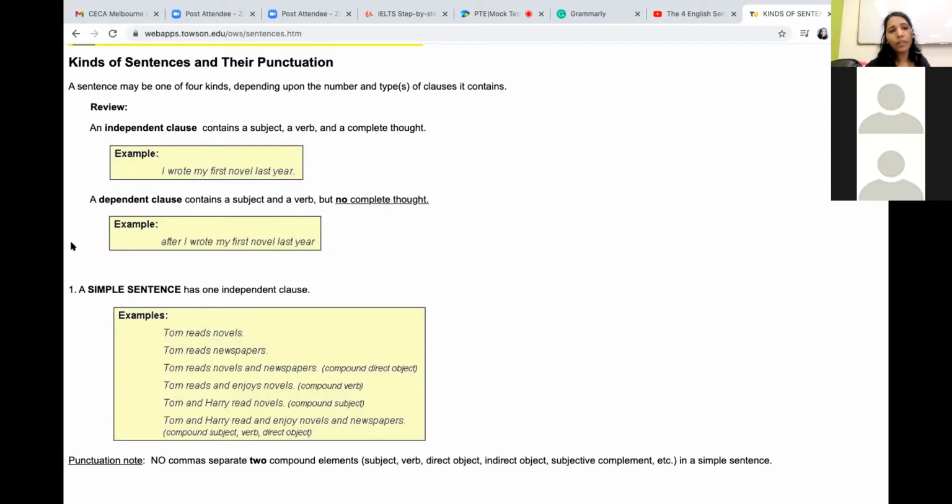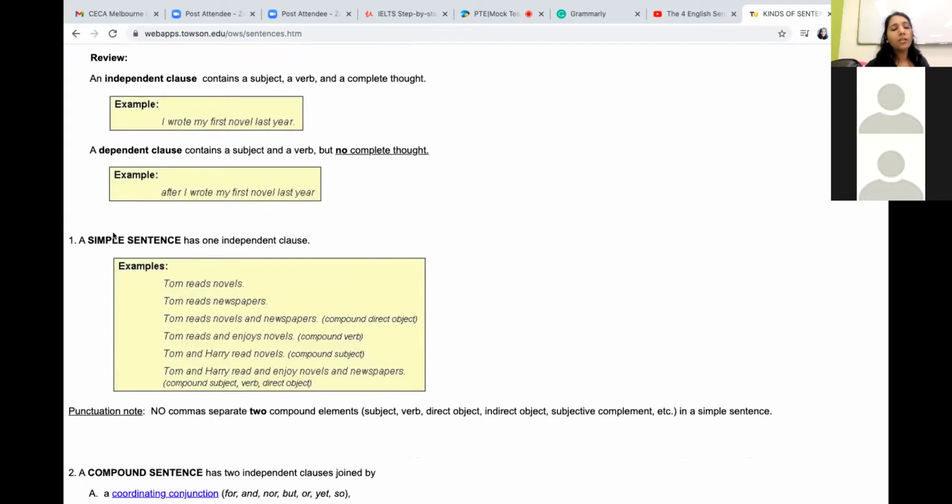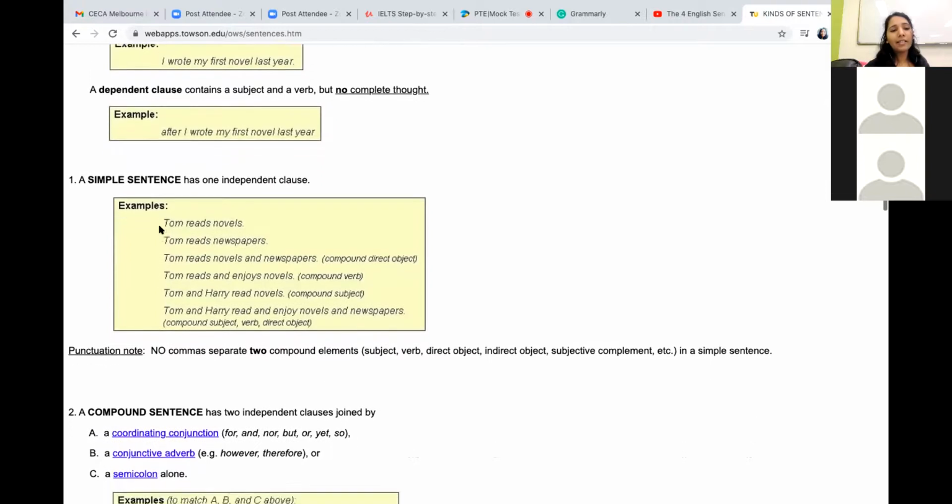It can stand alone. A dependent clause usually starts with a conjunction, and it is always dependent on another clause. It's always dependent on an independent clause. If you look at this, after I wrote my first novel last year, it contains a subject and a verb, but it does not contain complete information about what happened. It's incomplete.